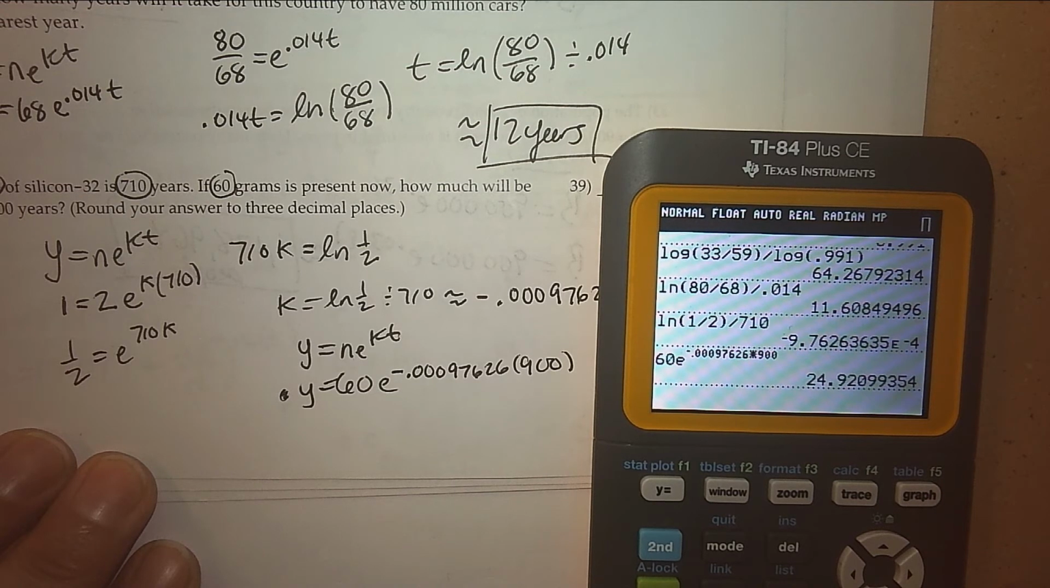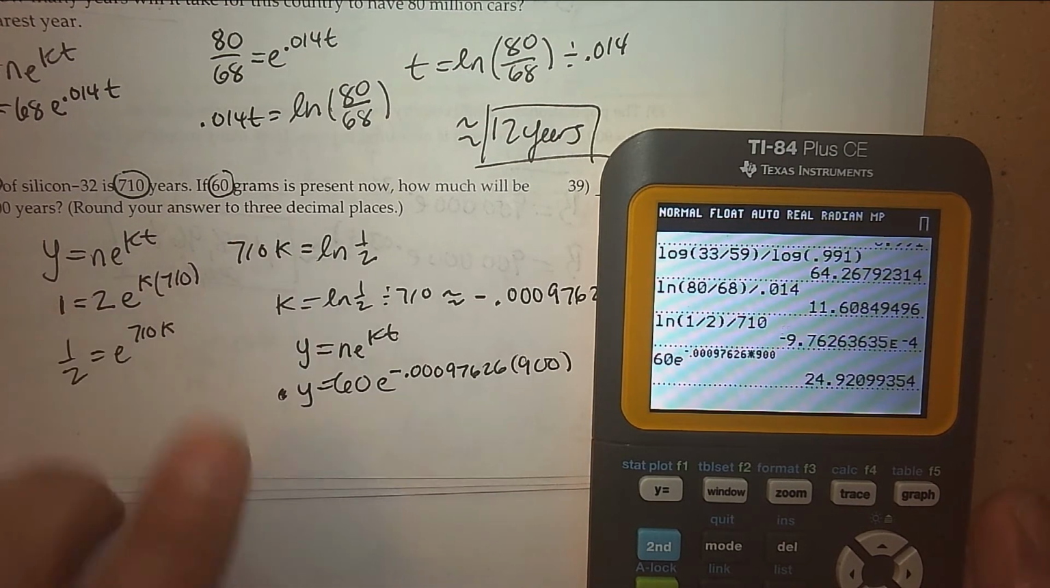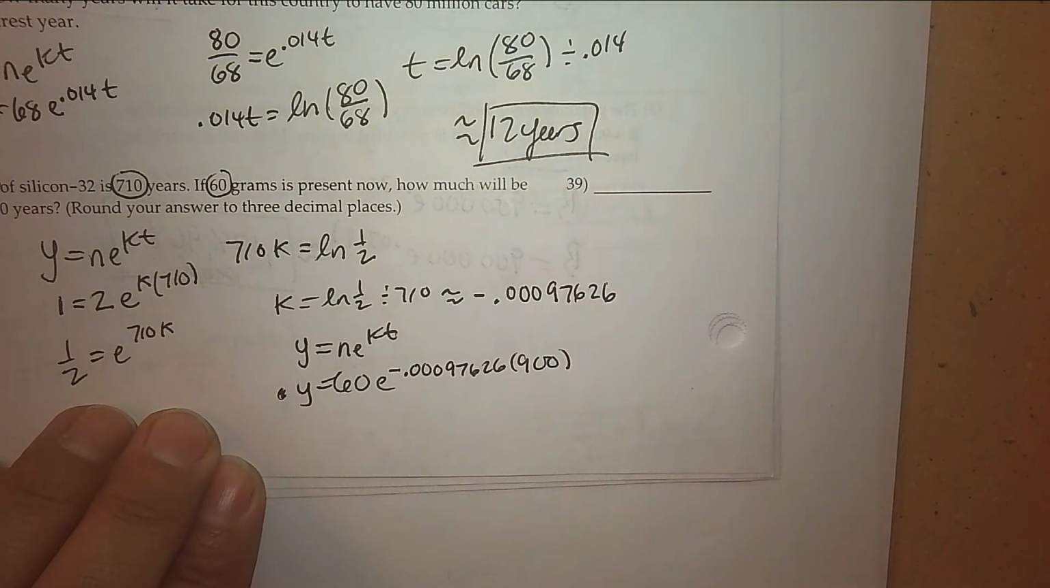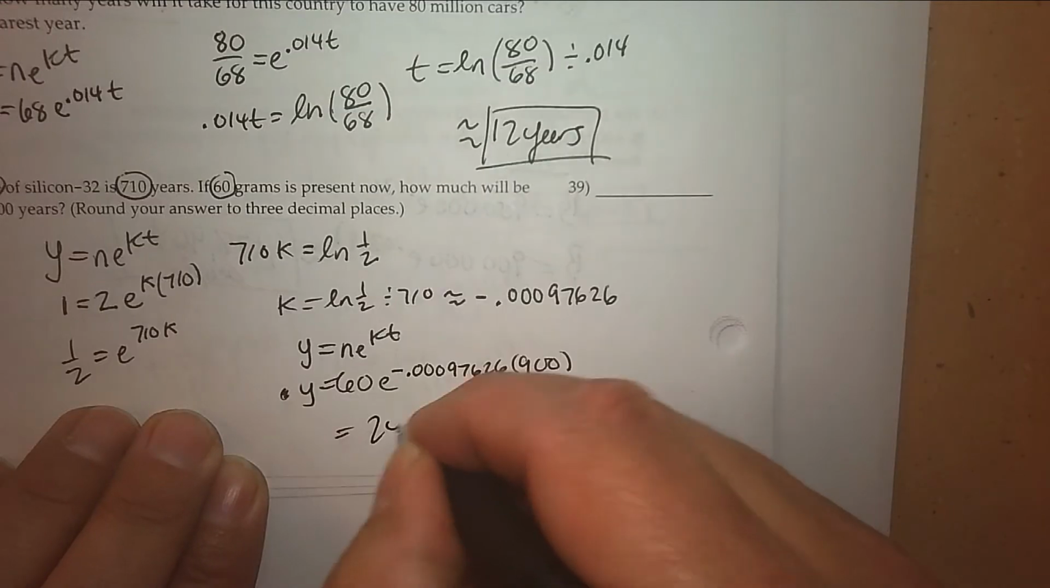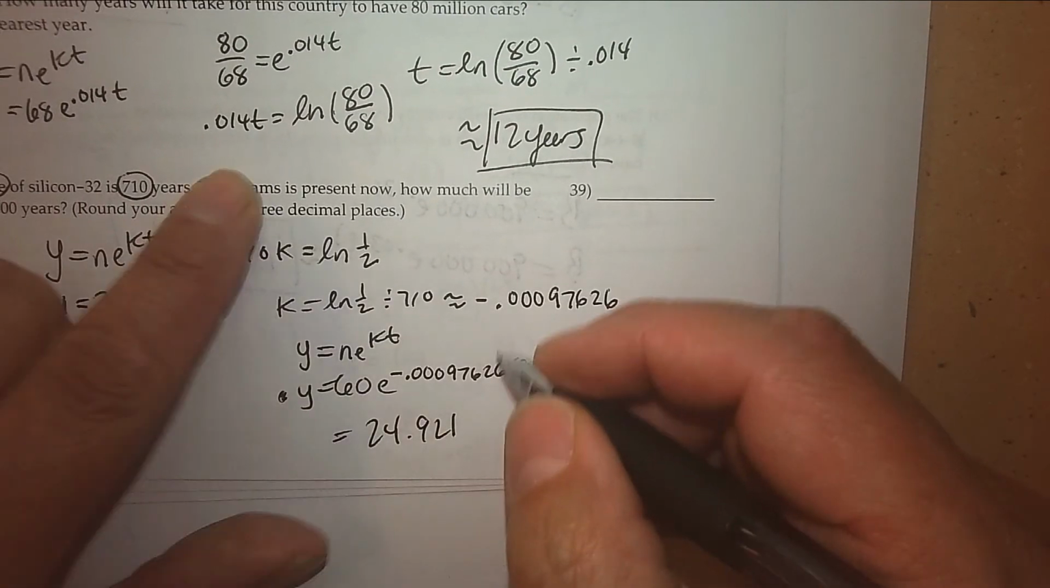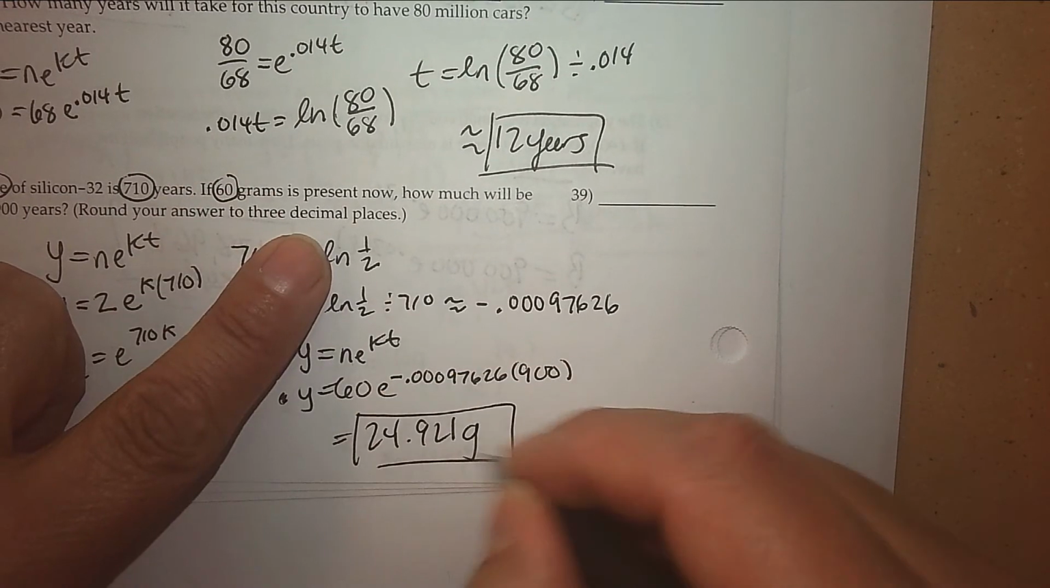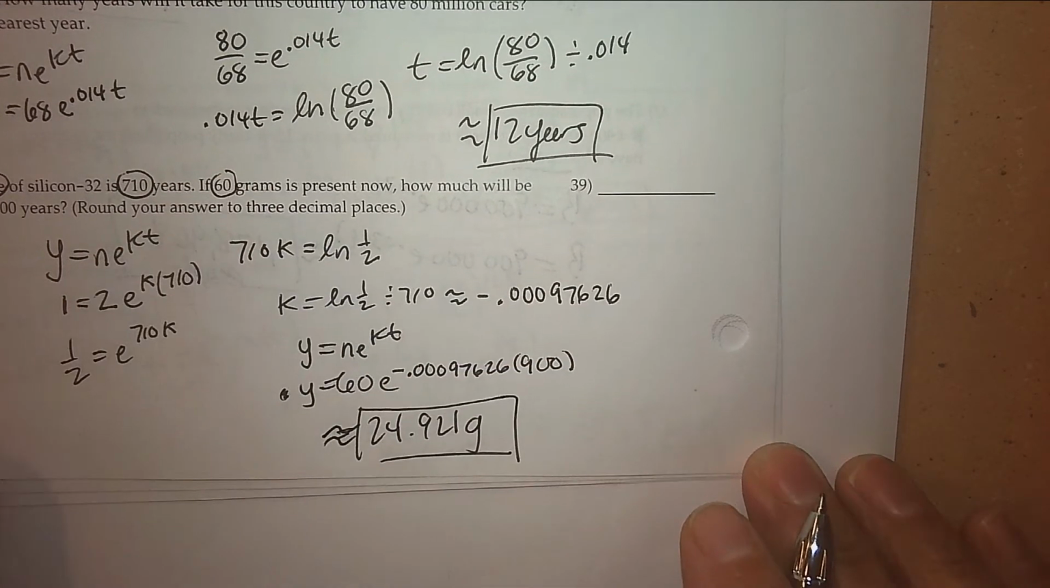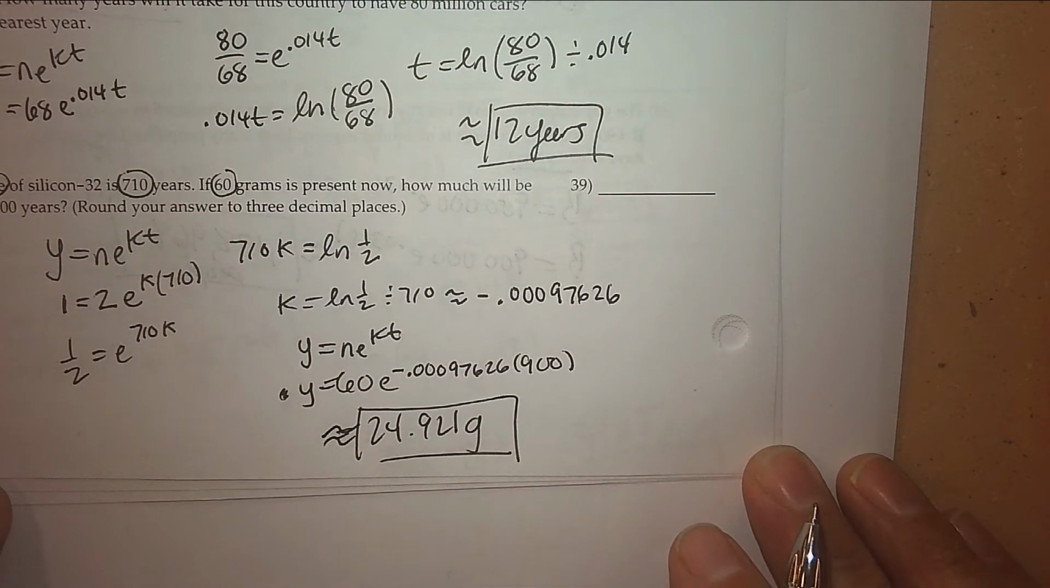And so how many grams remain? To 3 decimal places, so 24.921. And the answer is in grams. So approximately 24.921 grams would remain in 900 years. All right, turn the page.